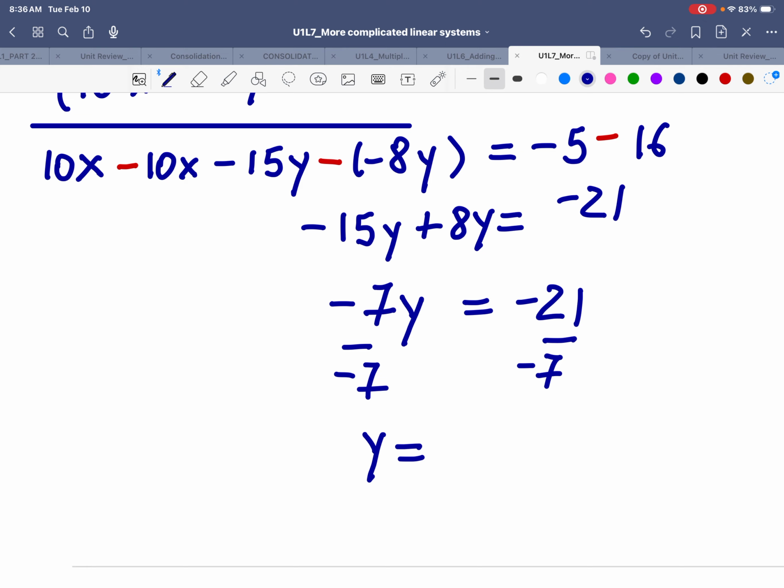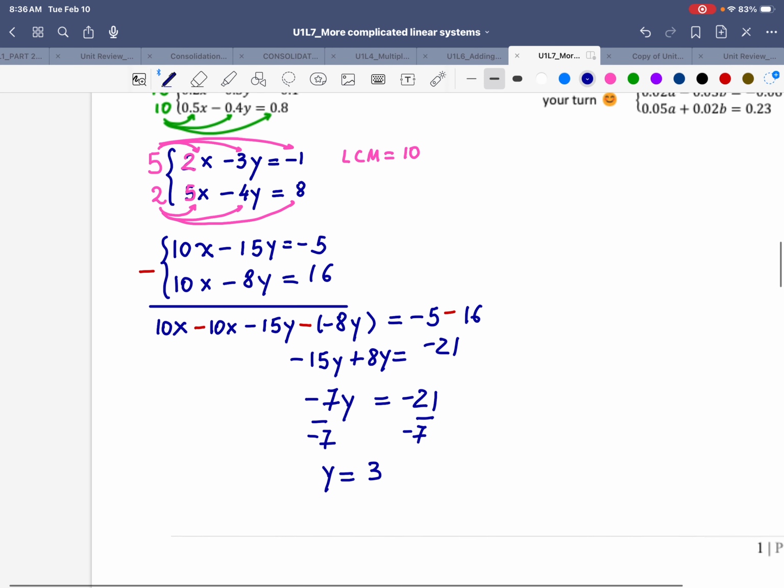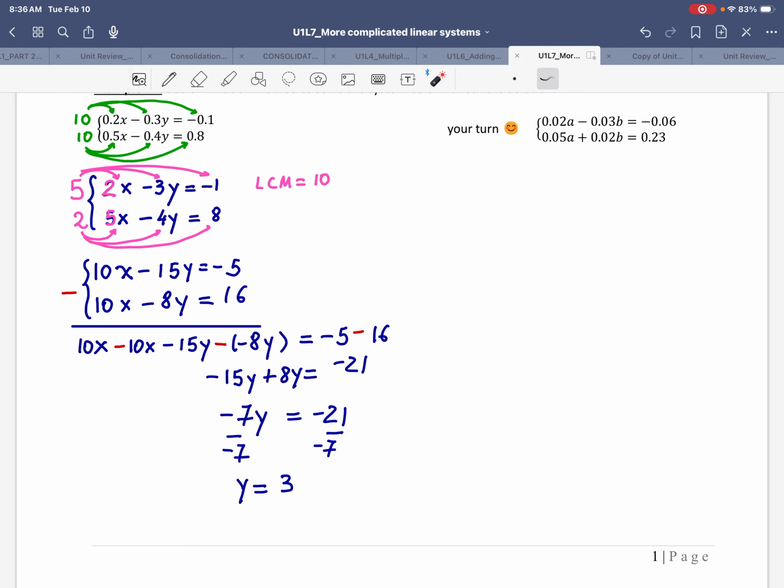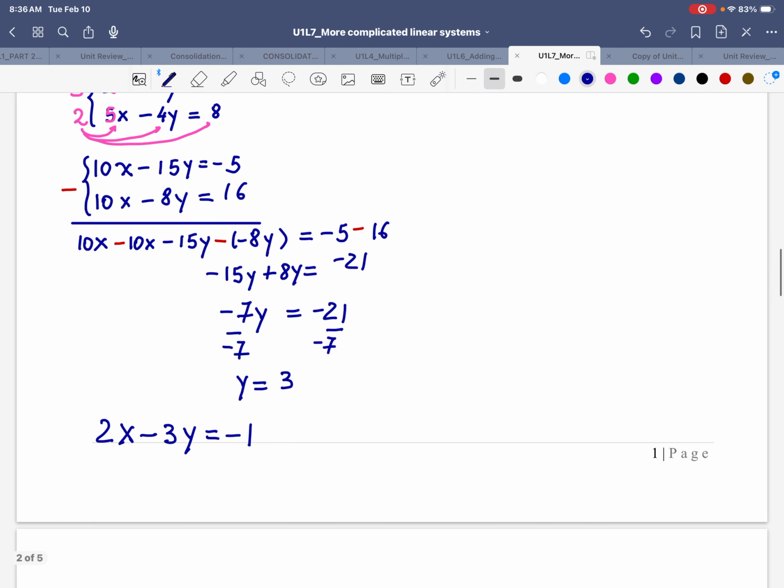equals positive 3. Now that we have y equal to 3, so we found the value of y, we can use either equation to solve for x. And I'm going to use the first equation here. It doesn't matter which one, but 2x minus 3y equals negative 1, the first equation in the list.